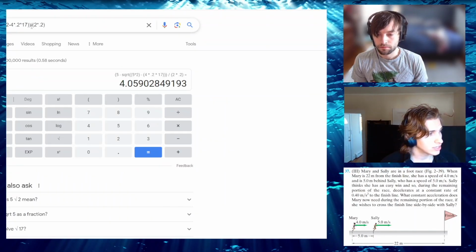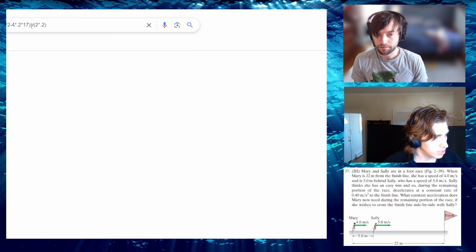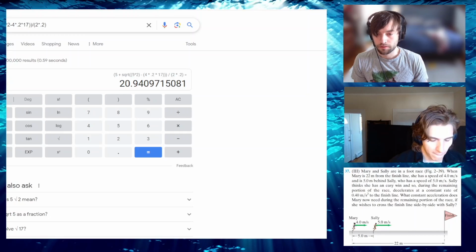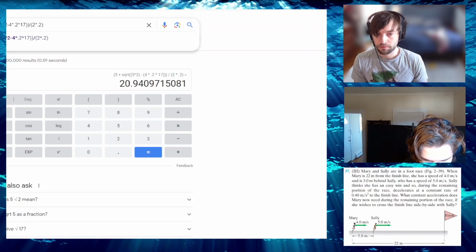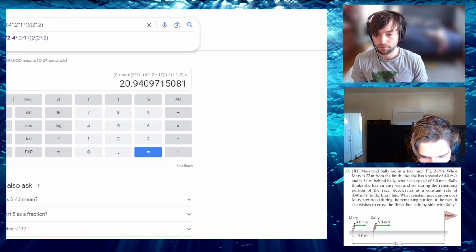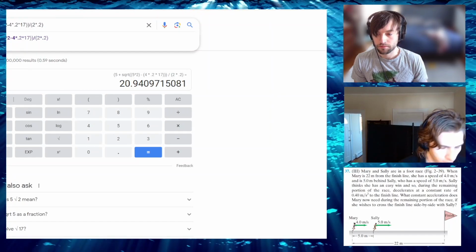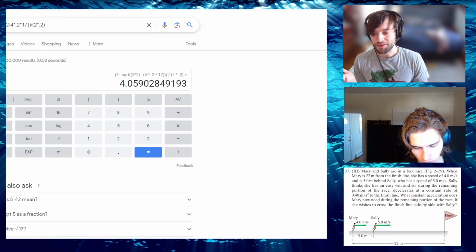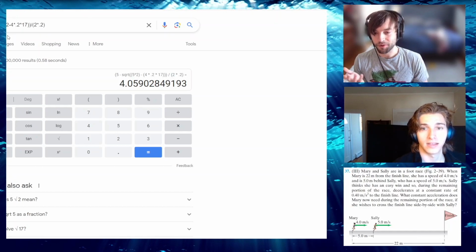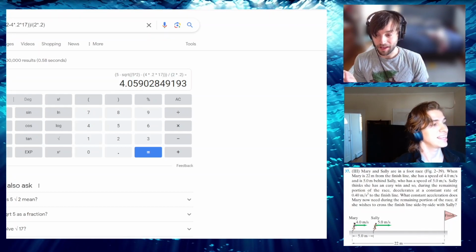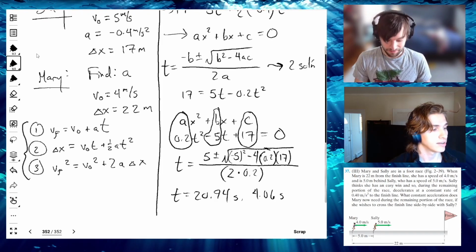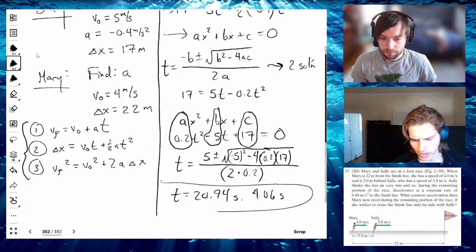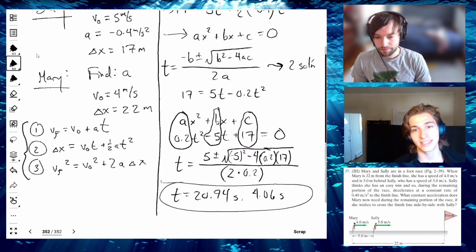Now, whenever we do plus here, we get t equals 20.94 seconds. And then when we do minus, we get 4.06 seconds. Oh, because it's plus or minus, and it's a parabola, and we always rule out one of them as the more sensible answer. Right. In this case, let's talk about which one of these is the more sensible answer. 20.94 seconds or 4.06 seconds.